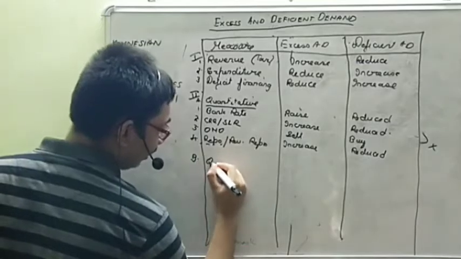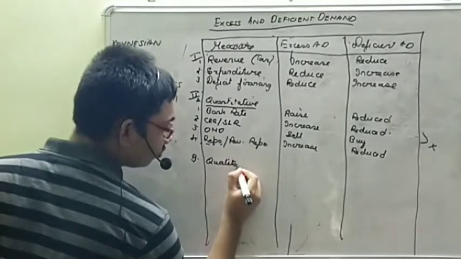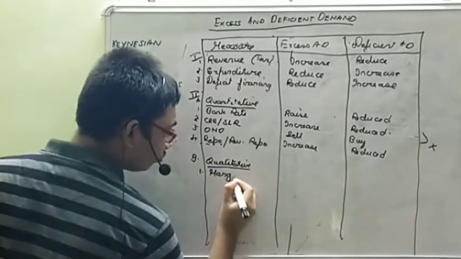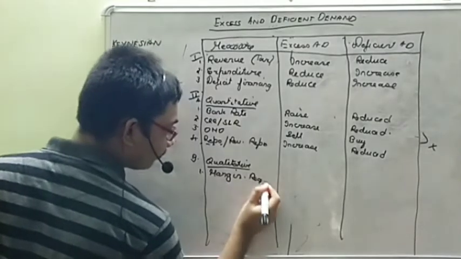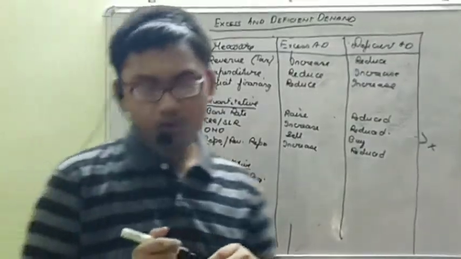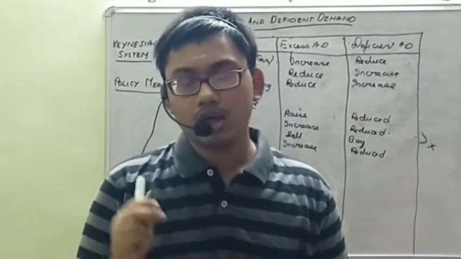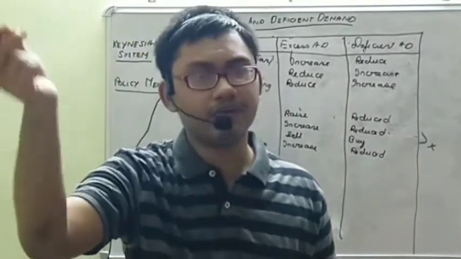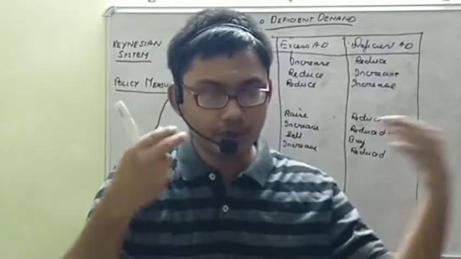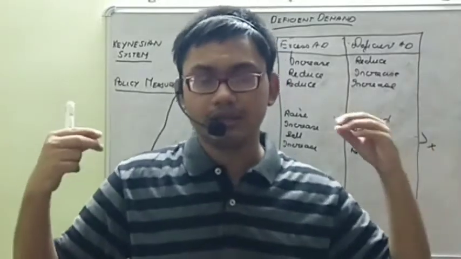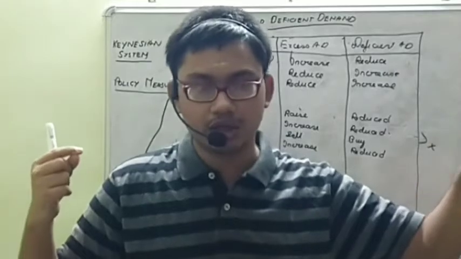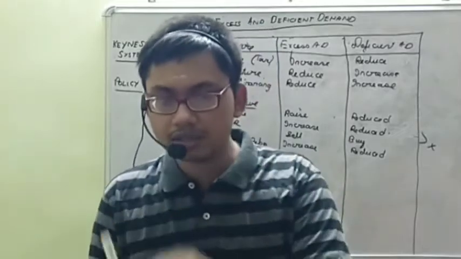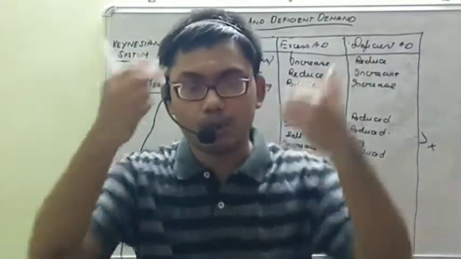Now, qualitative measures. The first one is margin requirement. See, whenever you are going to take a loan, you will be given some security. Why is the security given? If I am going to take a loan, I will give a security, which is an assurance to the lender. If ever I fail to repay my money at the due date, the seller can sell the security which I have given and obtain money.